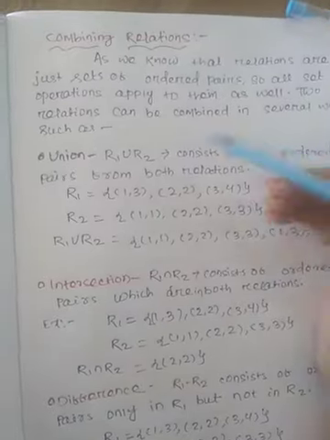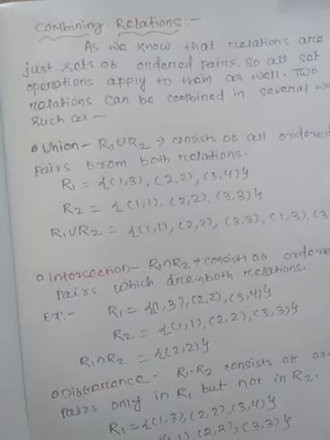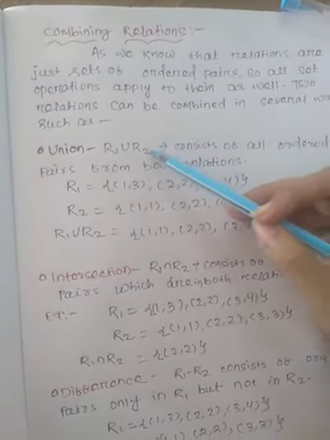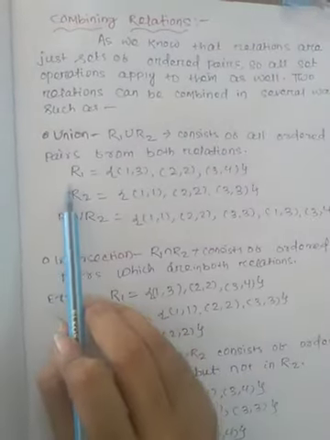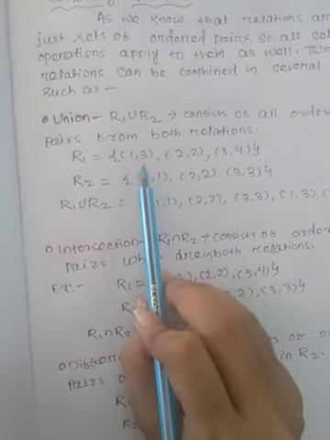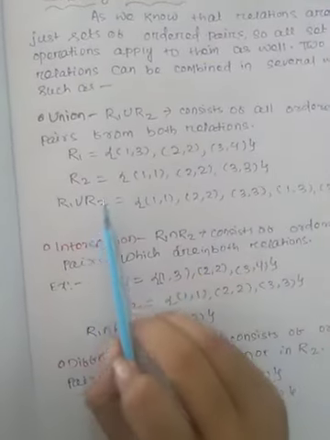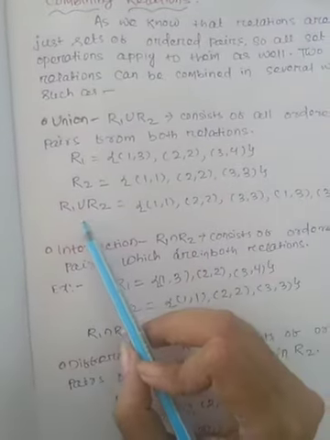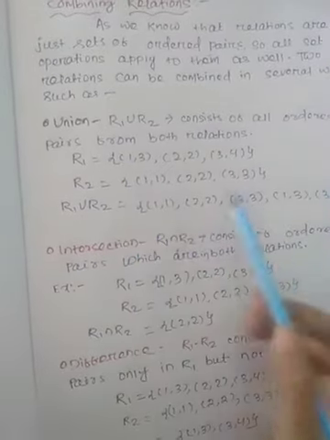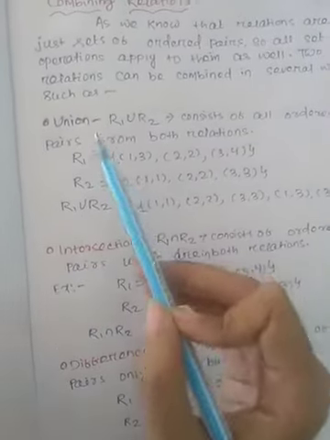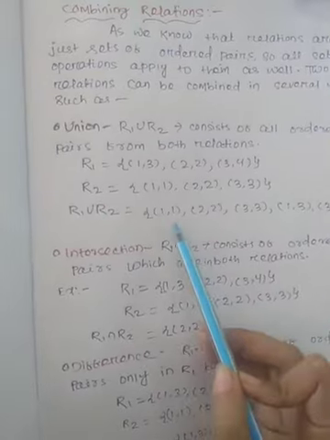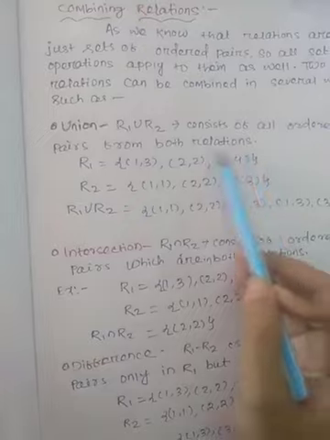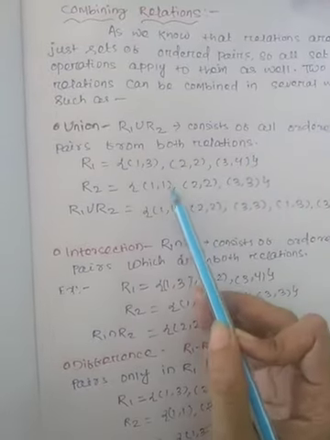As in the case of sets, in case of union we take all the elements which are present in R1 as well as R2. So here R1 is a set where the ordered pairs are (1, 3), (2, 2), (3, 4). Then I have taken R2: (1, 1), (2, 2), (3, 3). So what would be R1 union R2? The ordered pairs which are in R1 as well as R2: (1, 1), (2, 2), (3, 3), (1, 3), (3, 4). So all the ordered pairs which are present in both relations.